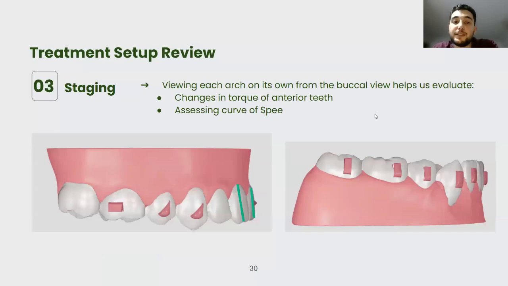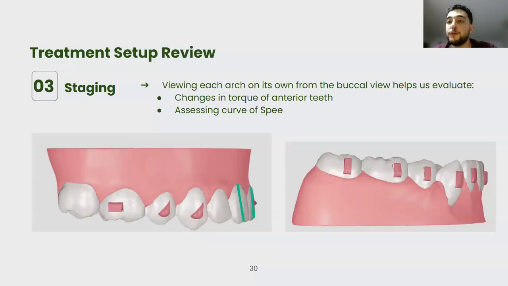Really useful also is to check each arch on its own, especially when we have a case of deep bite. The lower teeth are going to be covered by the upper arch. So all clear aligner providers allow you to check each arch separately, and check for the torque changes in the anterior teeth. We don't want a lot of unrealistic torque to be applied, because as we know, torque is a difficult movement to apply with clear aligners. In ortho in general, it is a difficult movement to achieve.